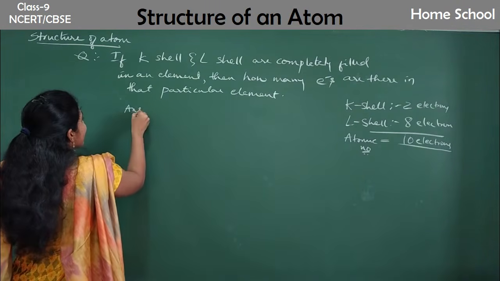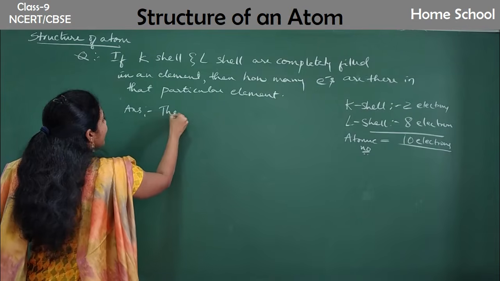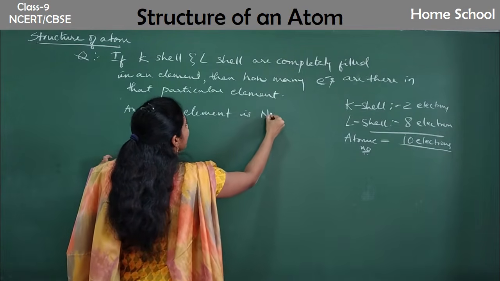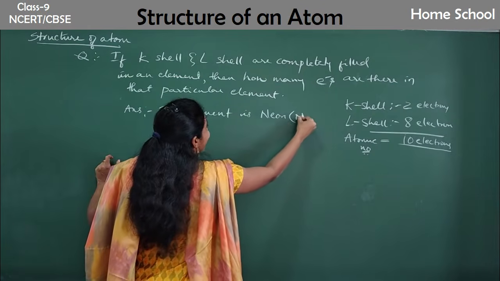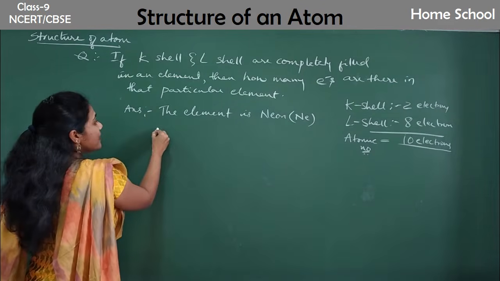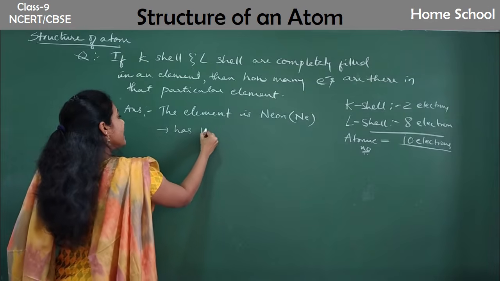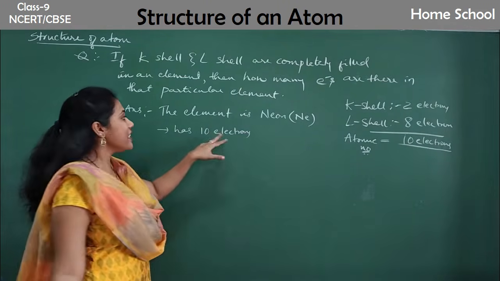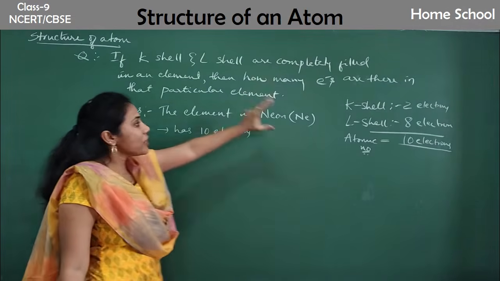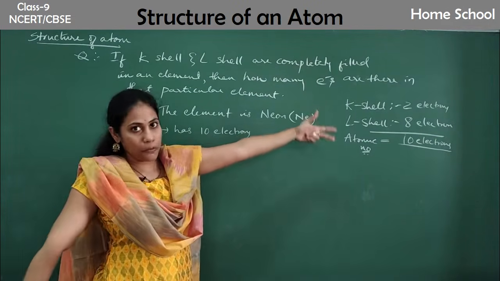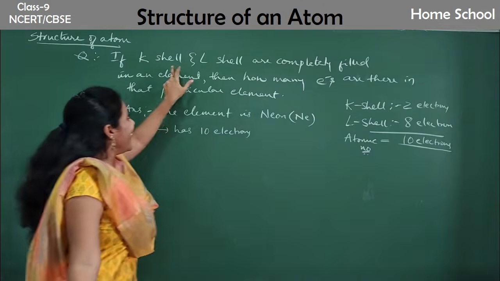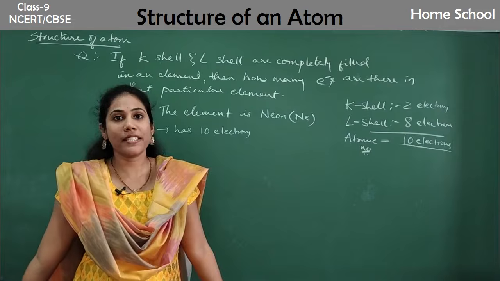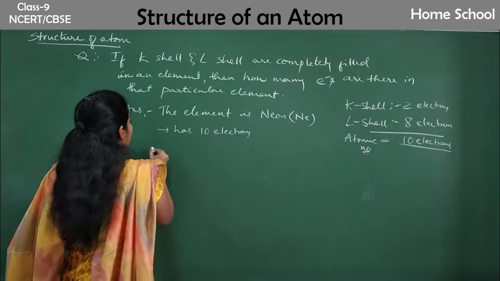So what is your answer, guys? Which is that element? The element is neon. What is the symbol? Ne. And how many electrons does it have? It has 10 electrons. How do you get to know that it has 10 electrons? Because K shell is completely filled, that means 2 electrons maximum. And L shell is completely filled, that means 8 electrons maximum. Fine. And then one more question here.